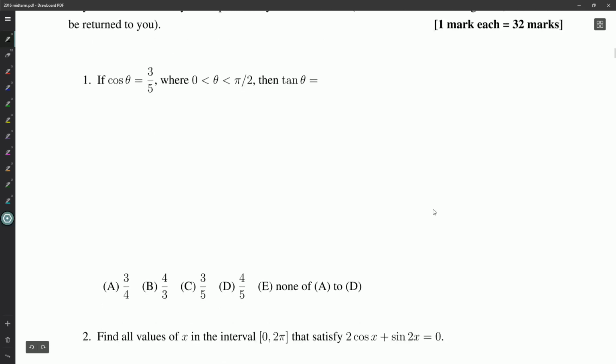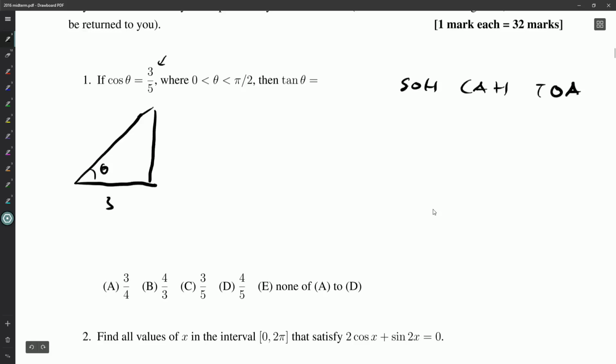So if cos theta is 3 over 5, and theta is between 0 and pi by 2, tan theta is, okay, so this one's not so bad, we'll just use a little SOHCAHTOA. Remember with SOHCAHTOA, sine is opposite over hypotenuse, cosine is adjacent over hypotenuse, and tan is opposite over adjacent. So if we put our little theta in here, 3 would be my adjacent, 5 would be my hypotenuse. Now for tan, I need the opposite over the adjacent. So I need to figure out this value here.